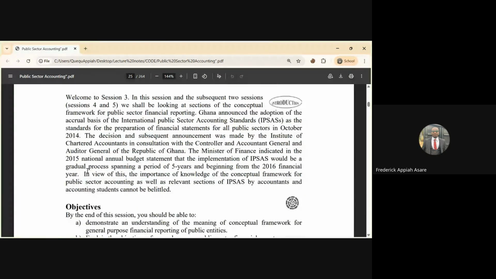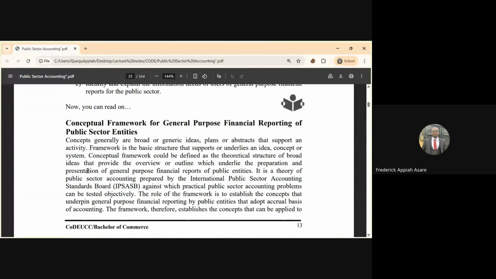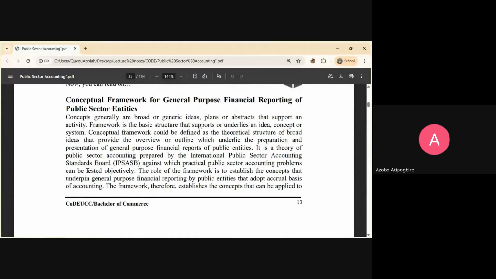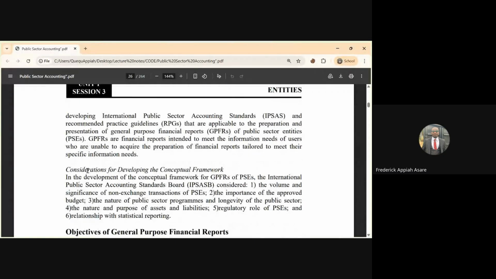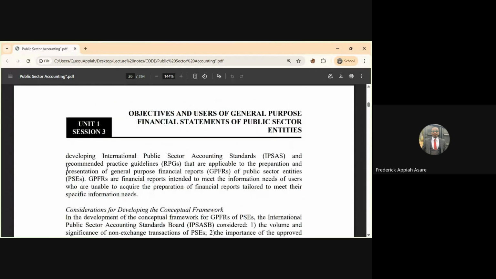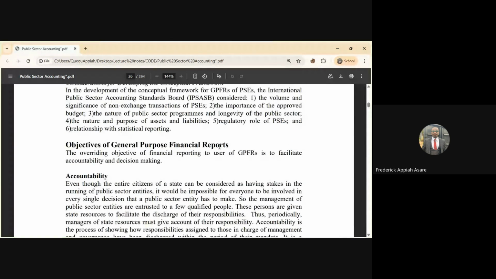Now let's look at some of the objectives and the uses. This will be based on the conceptual framework. The conceptual framework will give us the framework of how the accounts will be prepared. Under the conceptual framework, it gives us the concepts of the preparation and presentation of final accounts in the public sector. It also gives us the objectives of the general purpose financial report.